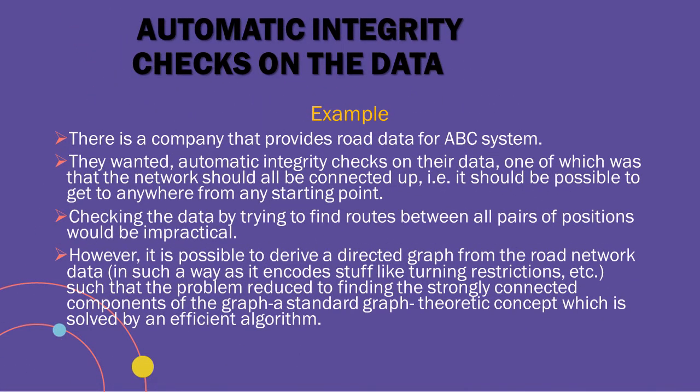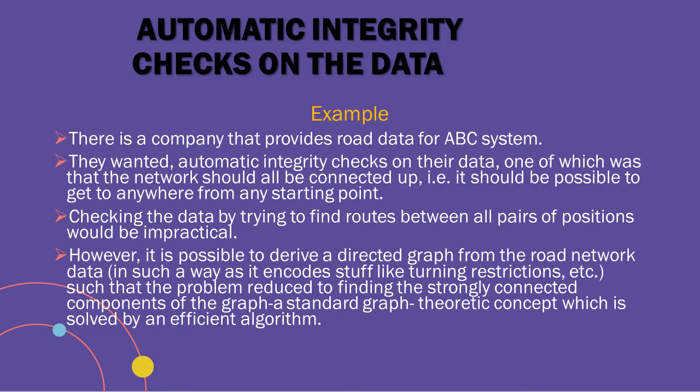This is the next slide. Automatic integrity checks. I'm just taking an example. There is a company that provides road data for ABC systems. They wanted automatic integrity checks on their data. One of which was that the network should be all connected up. It should be possible to get to anywhere from any starting point. This statement is important. Checking the data by trying to find routes between all pairs of positions would be impractical.